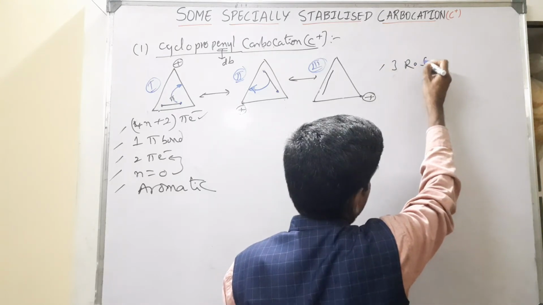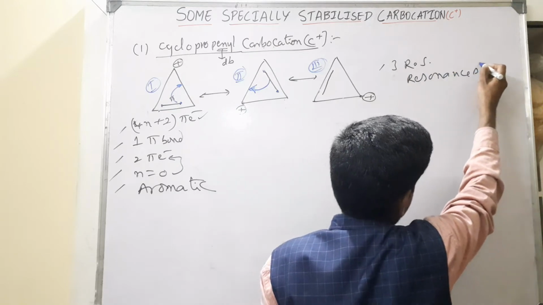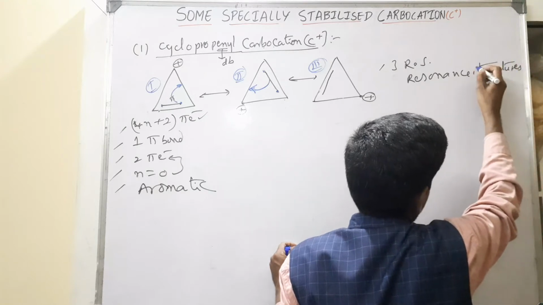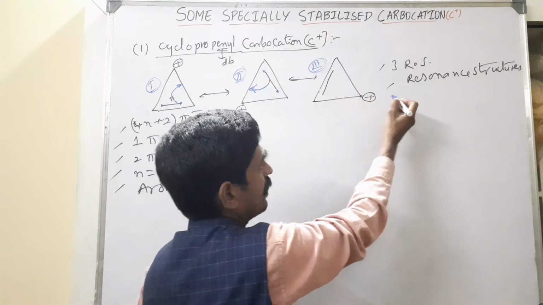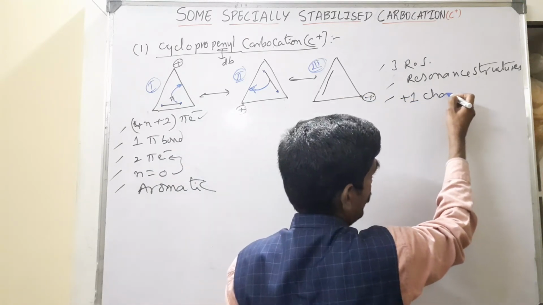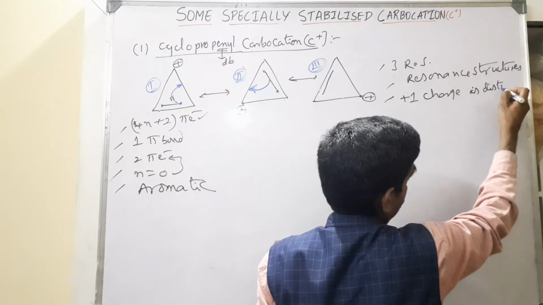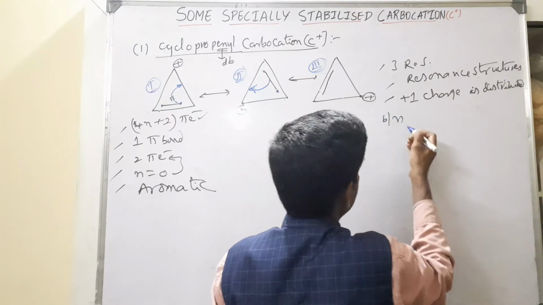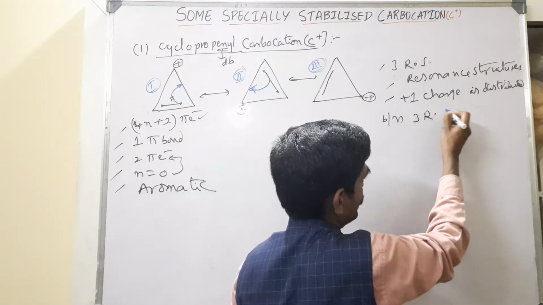3 resonance structures. RS means resonance structures. Now how much positive charge is there on the carbon? Plus 1. The plus 1 positive charge is distributed between 3 carbons, that is in 3 resonance structures.